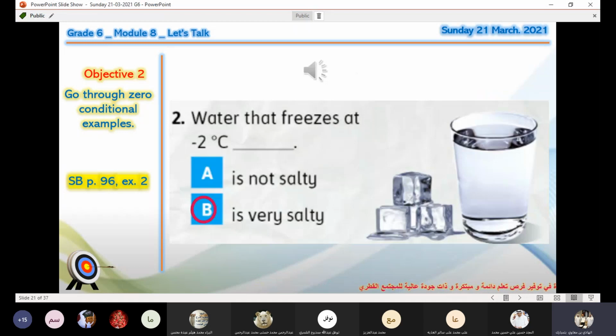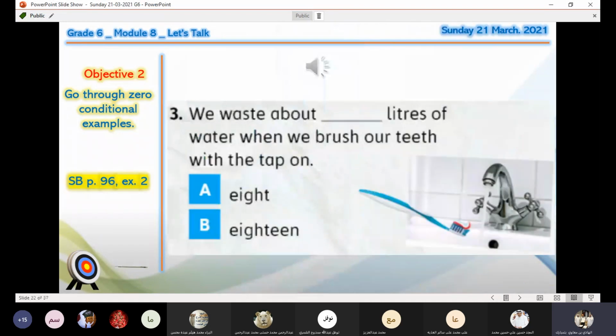Okay guys, this is number 2. Let's move on to number 3. I want you to choose A or B. We waste about how many liters of water when we brush our teeth with the tap on? 8 or 18? Listen carefully, please.